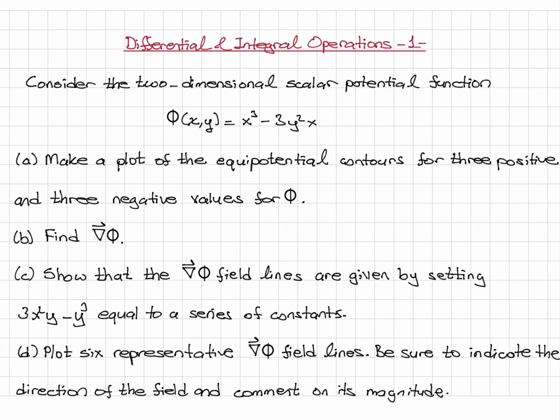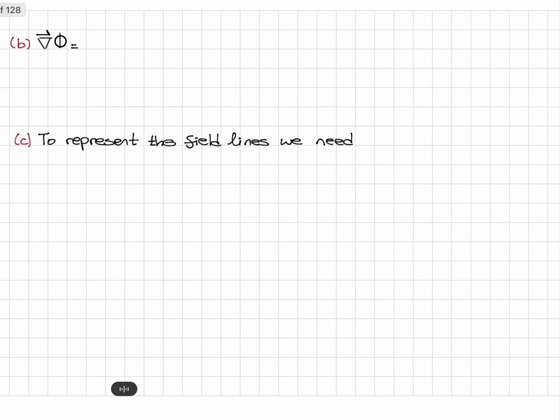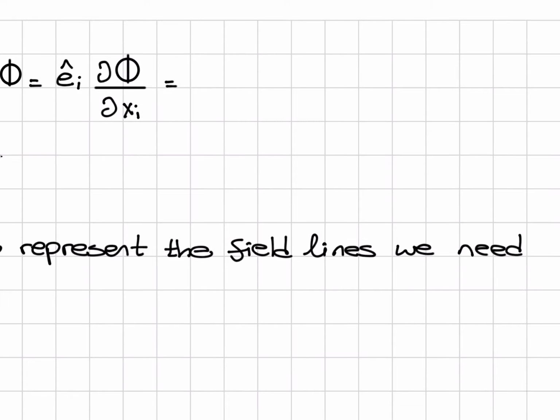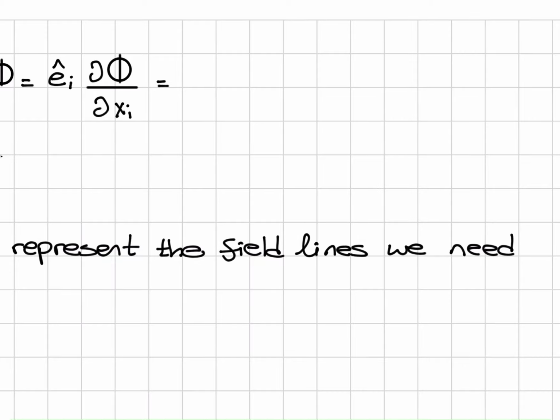Part B says find the gradient of this scalar potential function, find gradient of phi. So how do I calculate gradient of phi? It is e_i hat, the gradient operator, del phi, the derivative with respect to x_i. So this would be, if I open this up, it's a summation.